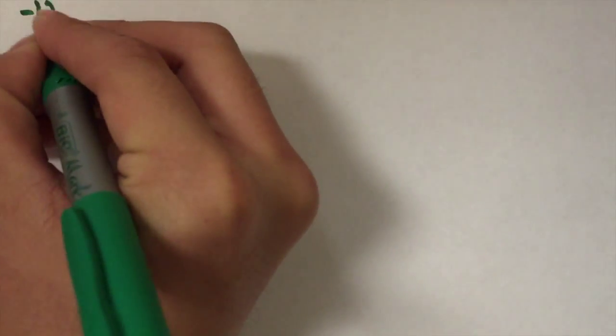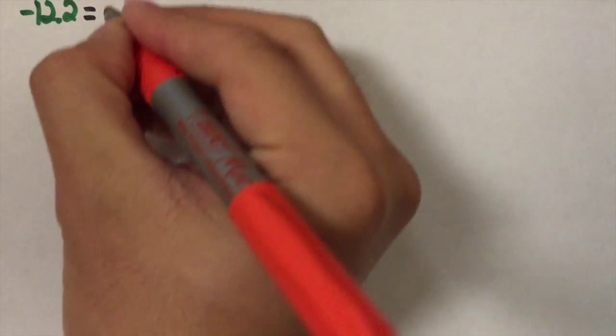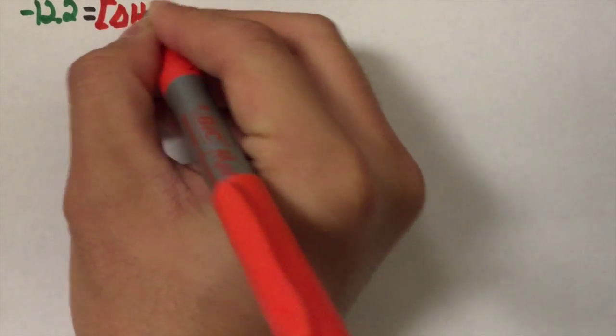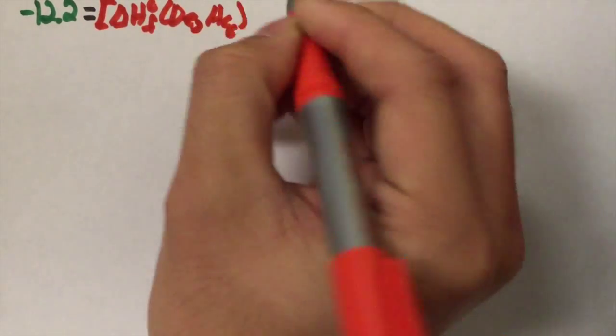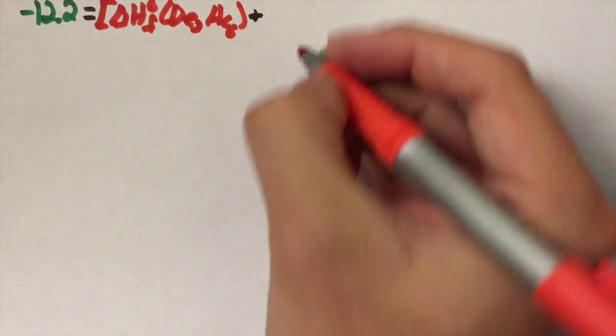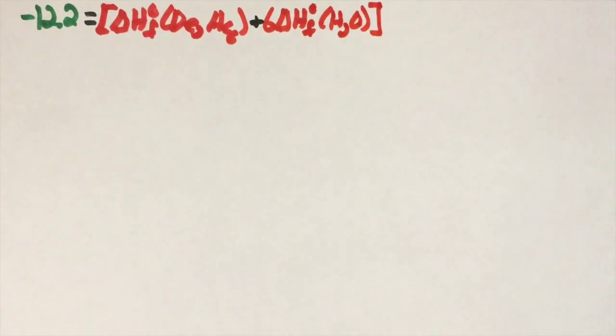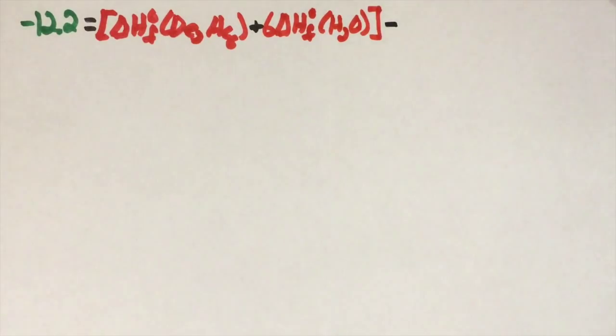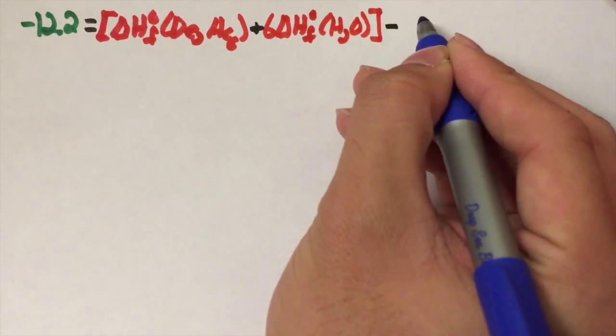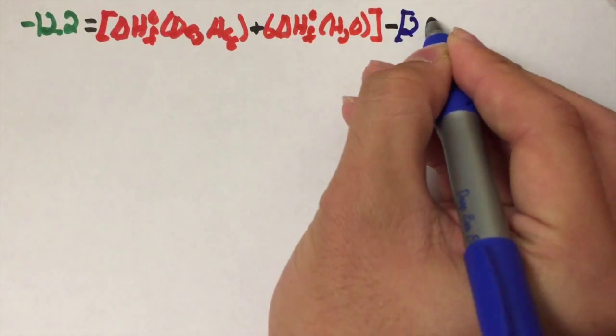heat of formation, delta HF De2AC6 plus 6 times delta HF H2O, minus the initial heat of formation, 2 times delta HF DeH4 plus 6 times delta HF ACO plus 2 times the delta HF H2, and it equals the heat of reaction, which is negative 12.2 kilojoules per mole.